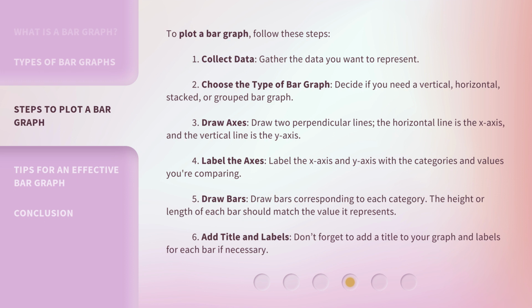4. Label the axes. Label the x-axis and y-axis with the categories and values you're comparing. 5. Draw bars. Draw bars corresponding to each category. The height or length of each bar should match the value it represents. 6. Add title and labels. Don't forget to add a title to your graph and labels for each bar if necessary.